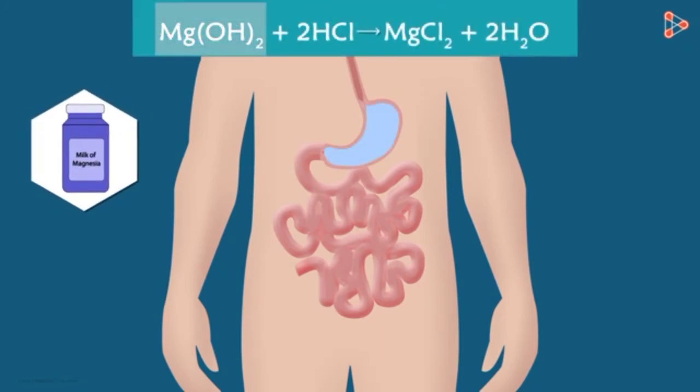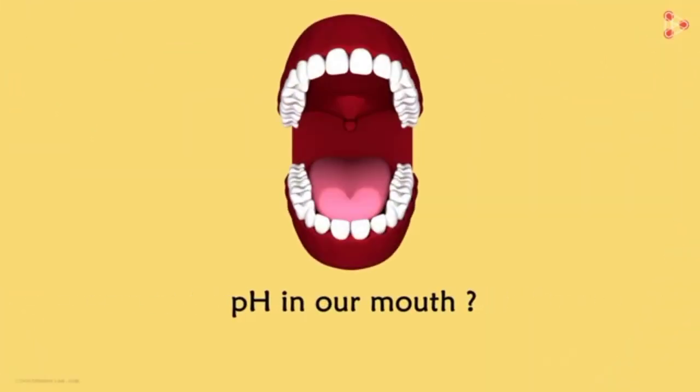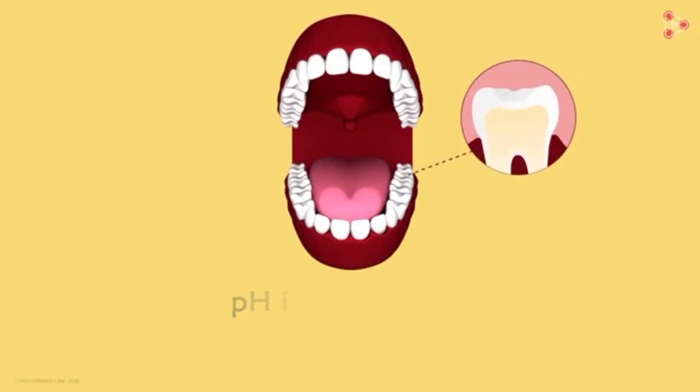Magnesium hydroxide, a mild base, is often used for this purpose. And the reaction looks something like this. The acid is neutralized to get salt and water. What about the pH in our mouth? Yes, the pH in our mouth also has an effect on our teeth.